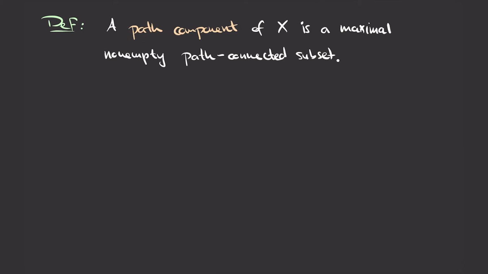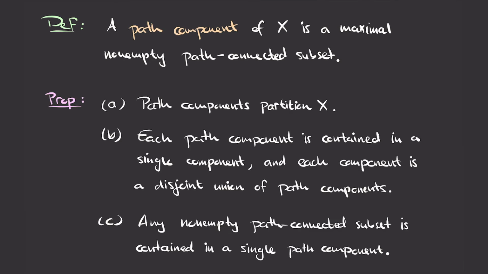Now, if you watched the videos on connectedness and path-connectedness, you will have seen that basically the same properties that we can prove for connectedness also hold for path connectedness. So it's perhaps unsurprising that the same properties that hold for components of a space also hold for path components. In particular, we have the following three properties.